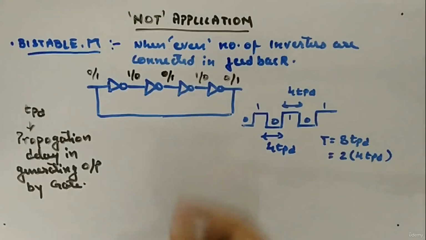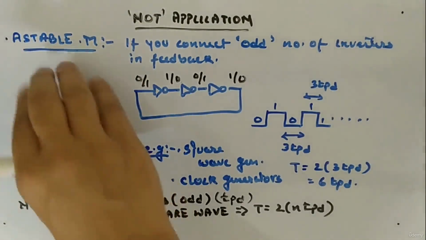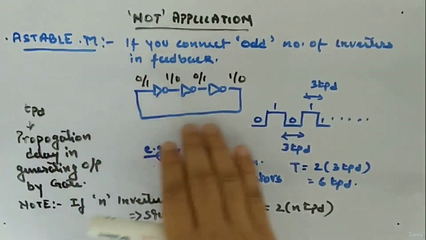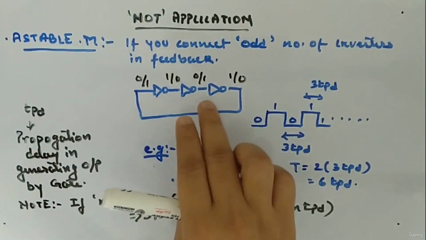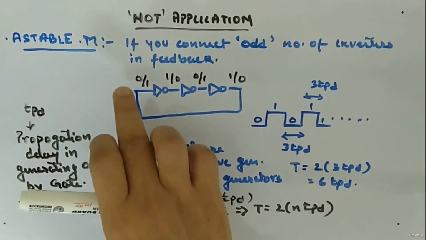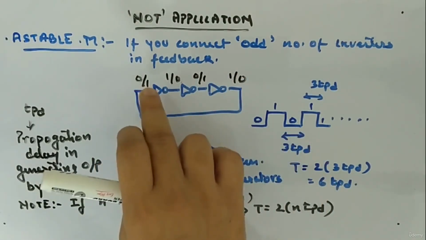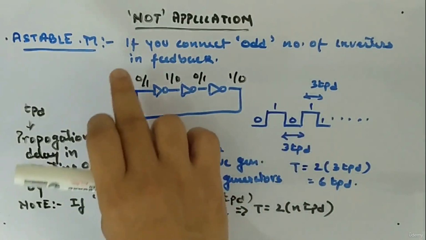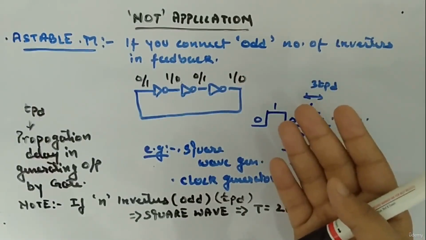Now we will see what will happen if we connect an odd number of inverters in feedback. Okay, so let's look at the astable multivibrator. If you connect an odd number of inverters in feedback, what you get is an astable multivibrator. Here you can see an example. 3 inverters are connected in feedback. If you apply 0, you will get 1, 0, 1, then this one will be fed back. Now this one will be 0, 0 will be 1, 1 will be 0, then 0 will be fed back. So 0, then 1, then 0, then 1, and it goes on and on. It's a never ending cycle.